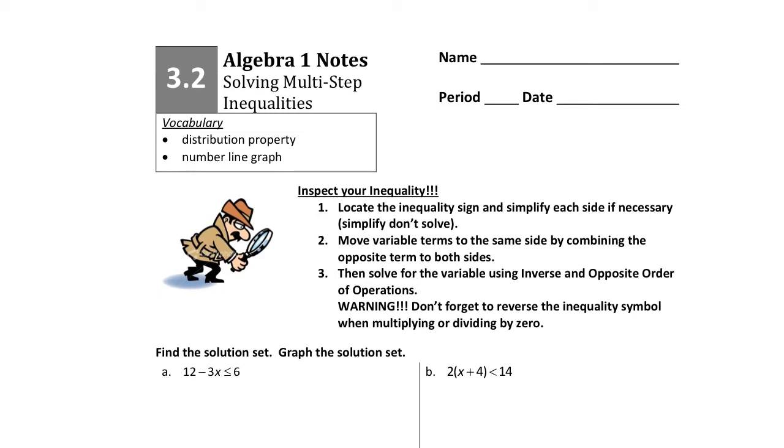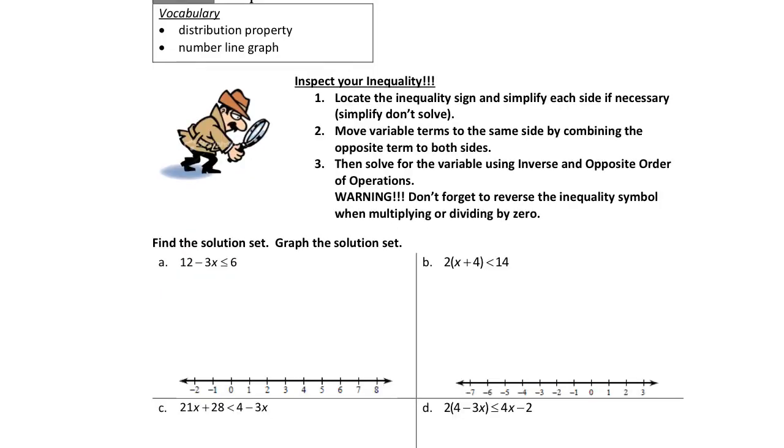Our inspector has returned to remind you to locate the inequality sign and simplify each side if necessary. Simplify, don't solve to start with. Move variable terms to the same side by adding the opposite term to both sides. Solve for the variable using inverse and opposite order of operations. And just a quick warning, don't forget to reverse the inequality symbol when multiplying or dividing by a negative.